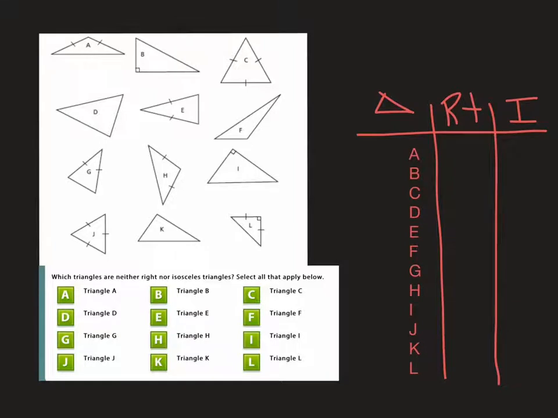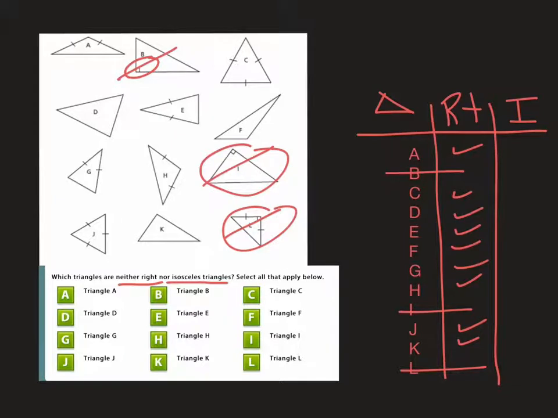Now they're asking us to find all triangles that are neither right nor isosceles. So we're looking for all the triangles that are not right triangles. Any triangle that has the right angle indicator would not apply here. So out. So all the ones in previous lessons don't apply. So those are all out. And we are left with the following triangles.